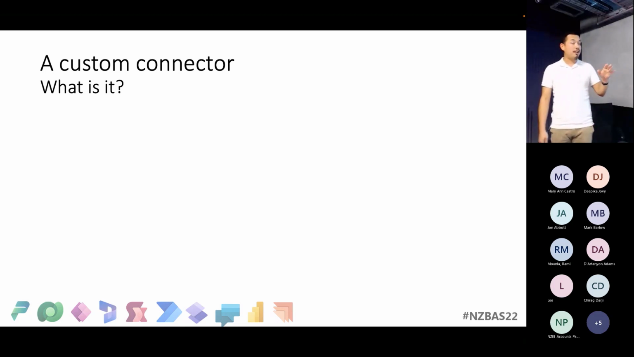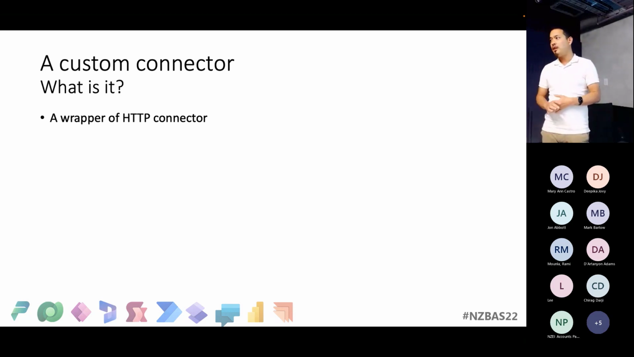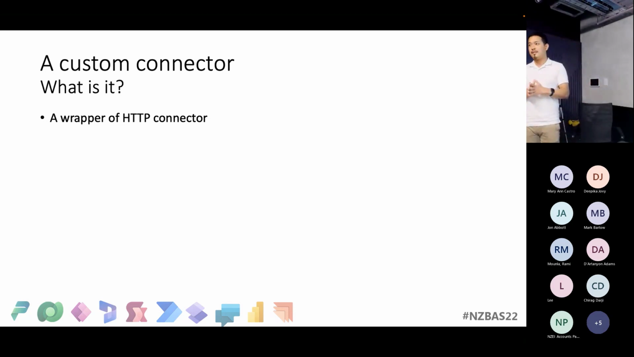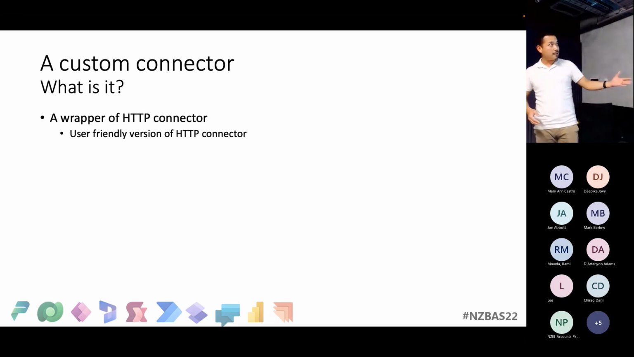So the first thing, a custom connector, what is it? Custom connectors are basically a wrapper of the HTTP connector, which I call the magic connector in Power Automate. We've got about 700 connectors, but I think the HTTP connector is the most powerful connector because you can do basically whatever you want. Basically, a custom connector is a user-friendly version of the HTTP connector. I will show you here.